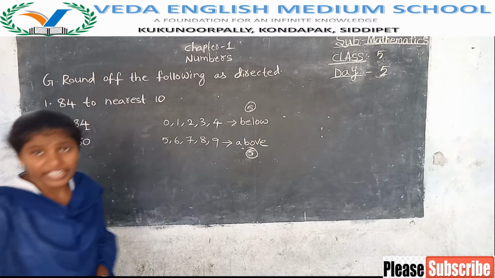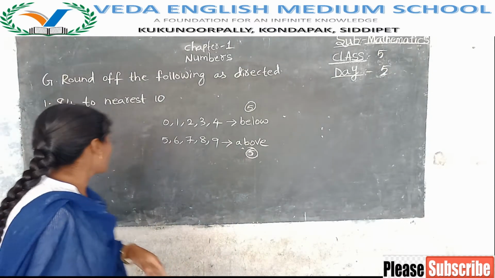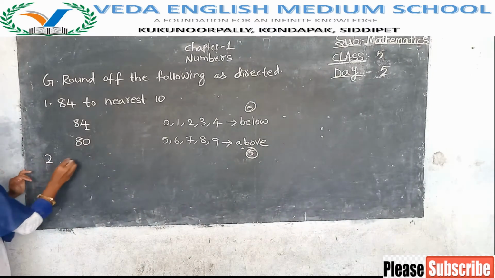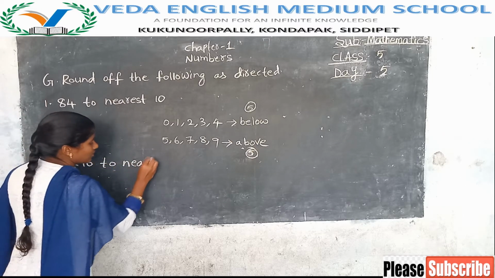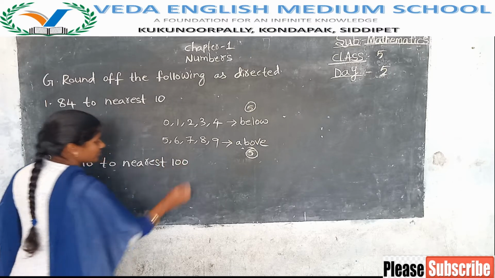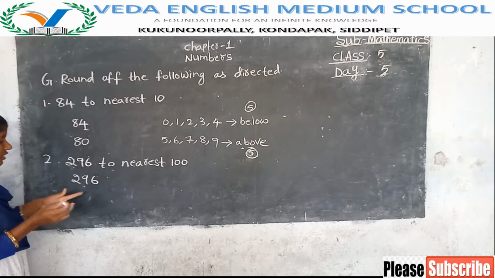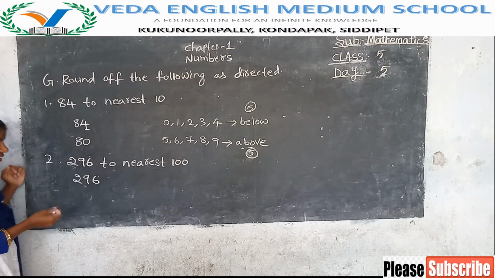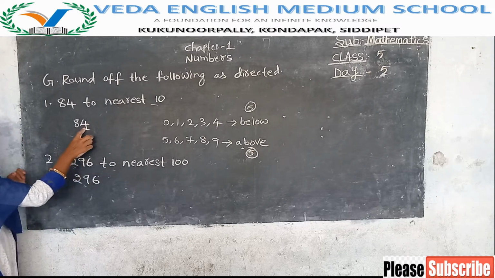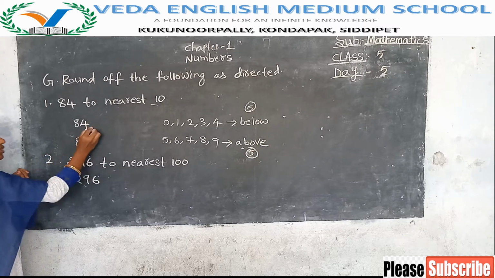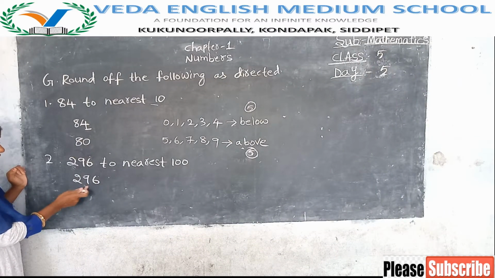Next. What is the second question? 296 to the nearest 100. They are asking for the nearest hundreds. If they ask for the nearest 100, then you have to count up to the tens place. If they ask for the nearest tens, you only count the ones place. If they ask for the nearest 100, then you have to count both the ones place and the tens place.